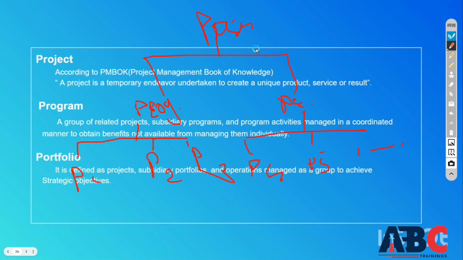First of all, the project comes at the bottom, then n number of programs. After combining them, you get your portfolio. So portfolio, program, and then project, which is the thing that comes inside it. There are programs inside the portfolio, or if we compare with a company, there is a company and that company has many programs.